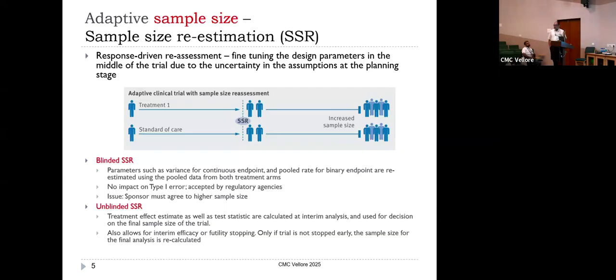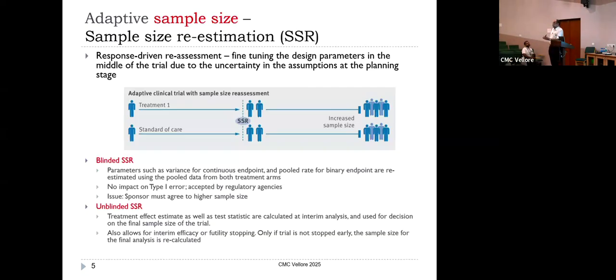And if you do it in a blinded fashion, there's no problem with impact on the type 1 error. And regulatory agencies will be okay with you doing this, no problem with that. The only one that's going to have a problem with this is whoever's giving you money. The sponsor may have to agree to say, okay, yeah, I need actually more. And so the sponsor will say, I'm not going to give you any more money, or I will give you more money. And so now you have to convince them that this is okay to do it.